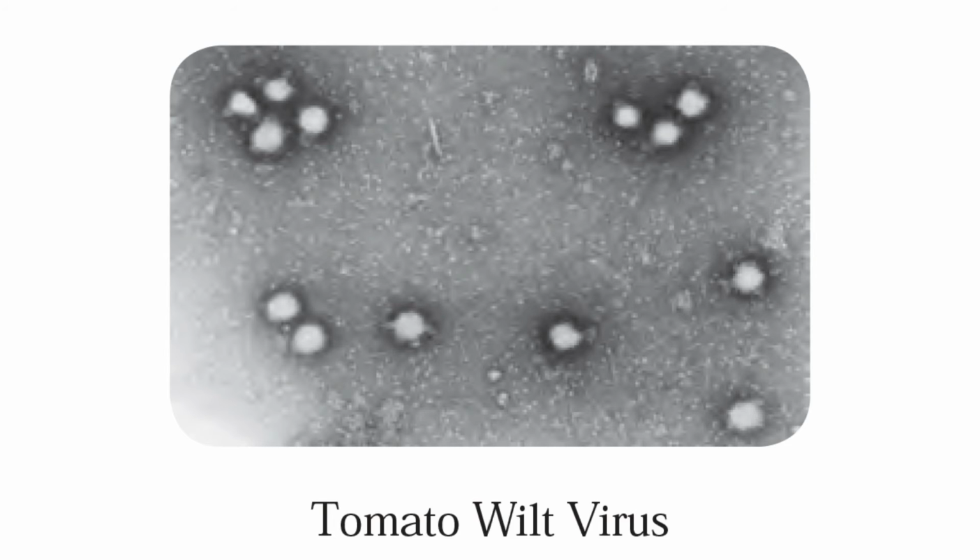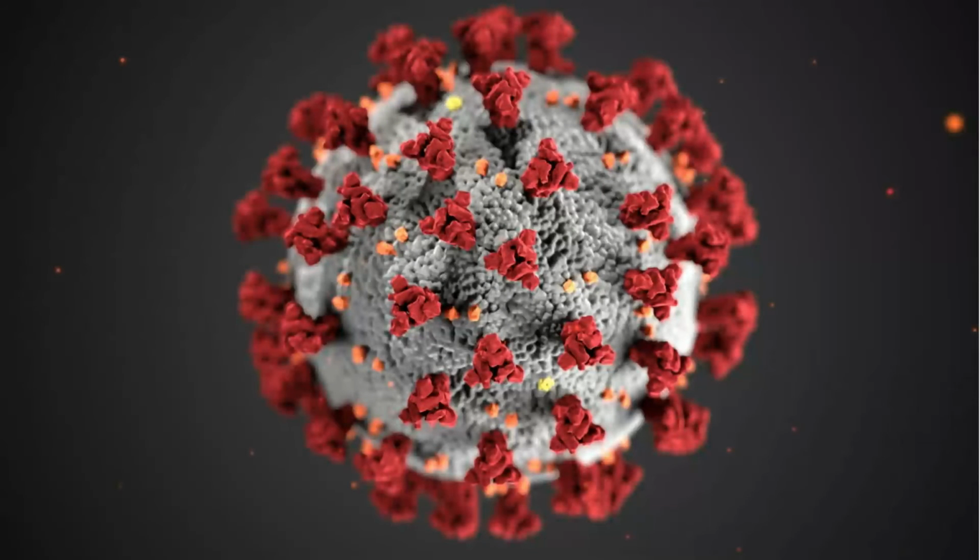Next is the virus. Now the next diagram explains about a virus. The diagram is of tomato wilt. It is responsible for different diseases in plants and animals. Nowadays we are suffering through corona. It is also a viral disease.